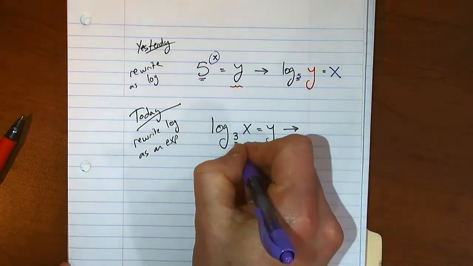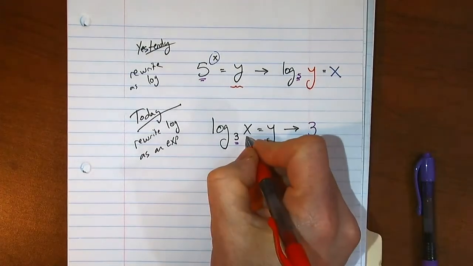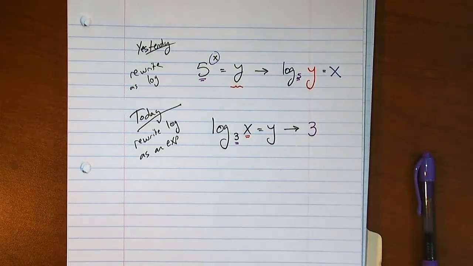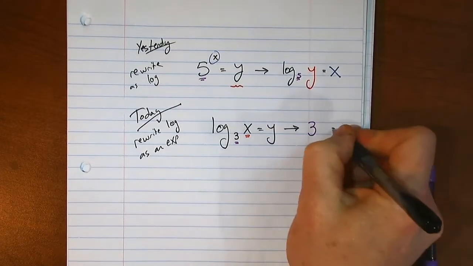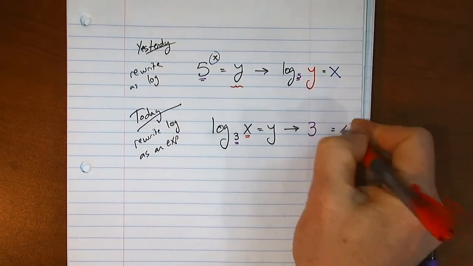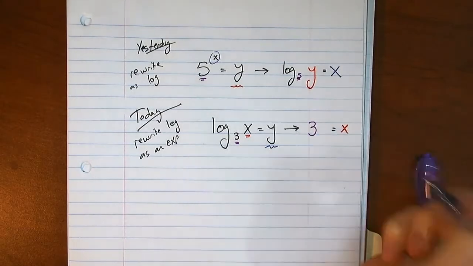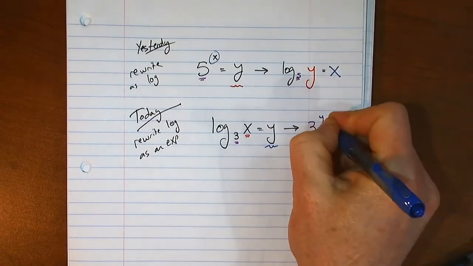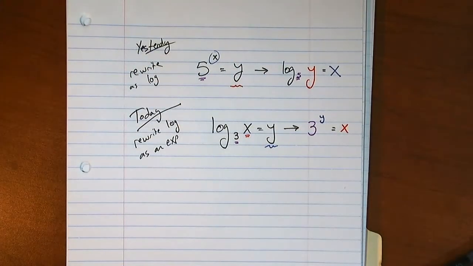So that base is going to be the base of my exponent. But what's going to happen is my input is going to switch and become my output. So that's going to be equals, that's going to be my output. And the thing that was my answer, that is now my input. So it's the same basic idea, it's just everything switches, okay?